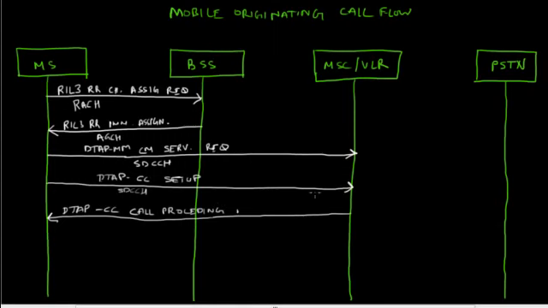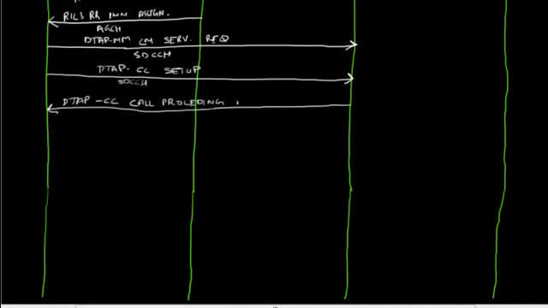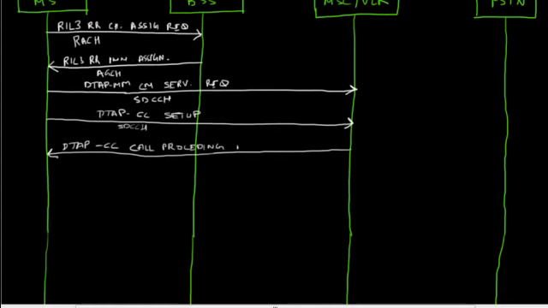So now the MSC says okay, we are okay with this MS, and we can go ahead with this MS, and he or she is okay in making a call. Now comes the time when the MSC says okay, we want to go ahead with this, so it has to actually allocate or ask the BSS to allocate radio resources to the MS.